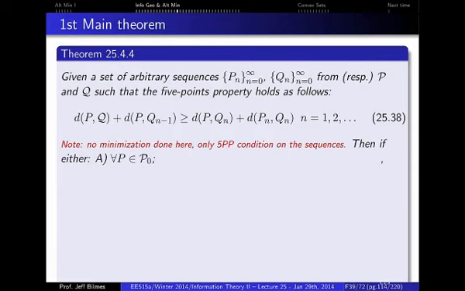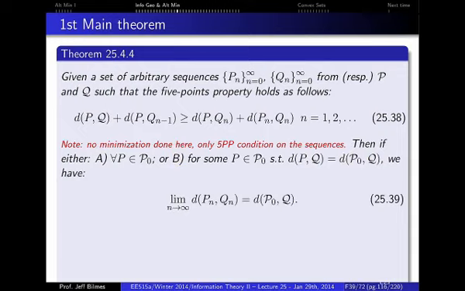Then either it's the case that for all P and P naughts, where P naught is defined, or it's the case that for some P and P naught such that this P here achieves this minimum. Remember, this is the minimum over the two sets. So if either A or B is true, then this limit converges to the true minimum.